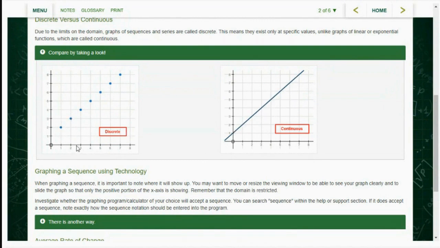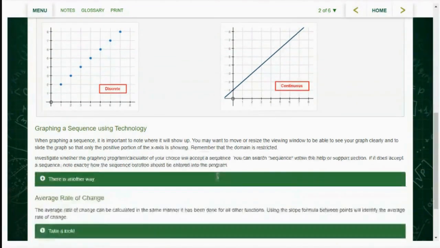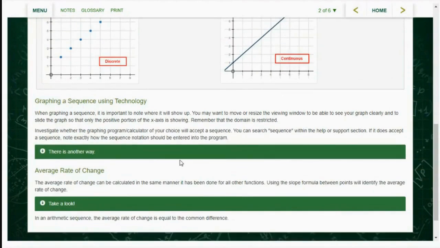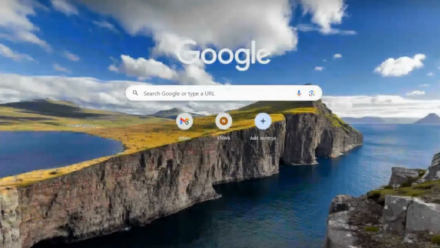because there is no 2.5. There is no 3.3 term. It's only the third and the fourth term and the fifth term and the sixth term. So we're dealing a lot with discrete when we're talking about sequences. In graphing a sequence, it's important to note where it'll show up. You may want to graph them by hand, but you can do it with Desmos. So let's use Desmos here, and I will show you 2 ways to graph a discrete function.